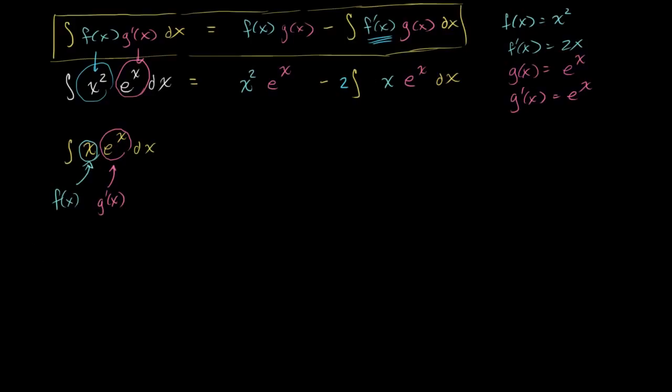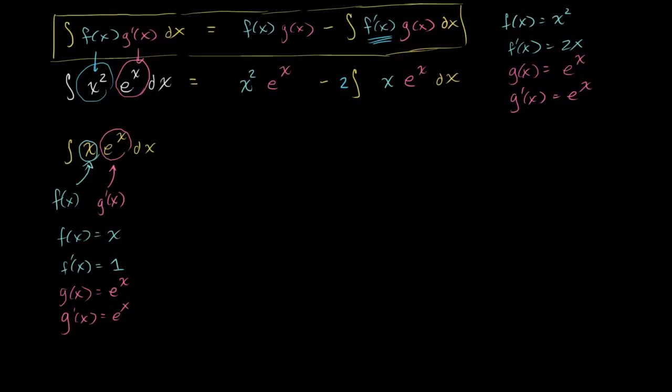And so in this case, let me write it all down. F of x is equal to x. F prime of x is equal to 1. G prime of x is equal to e to the x. G of x is equal to, just the antiderivative of this, e to the x.